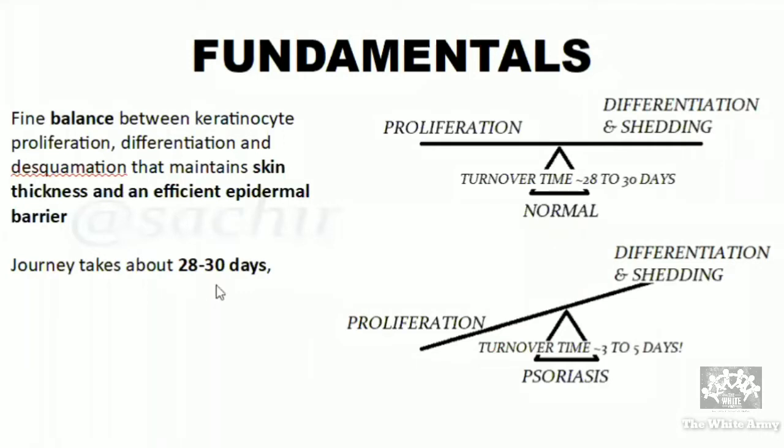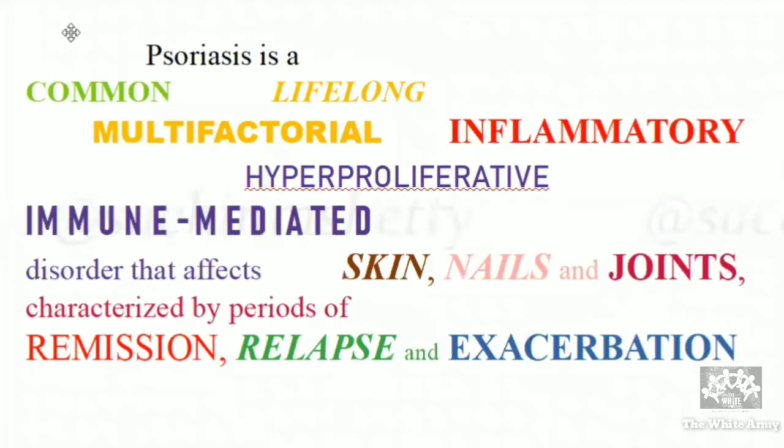Along with these basics, let's start with psoriasis as a disease. It's a pretty common condition, and it is lifelong. There is no cure for psoriasis except one subtype. It is multifactorial, with multiple etiological factors associated with it. It is inflammatory, obviously, hyperproliferative as I already said, and immune mediated. Some autoimmune factors are also seen. It affects the skin, nails, and joints, and it is characterized by periods of remission, relapse, and exacerbations.